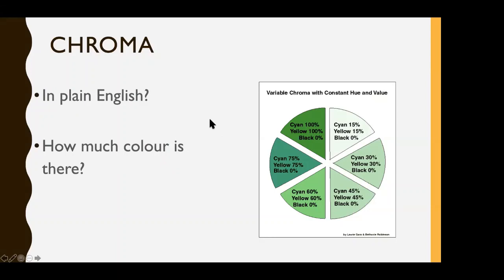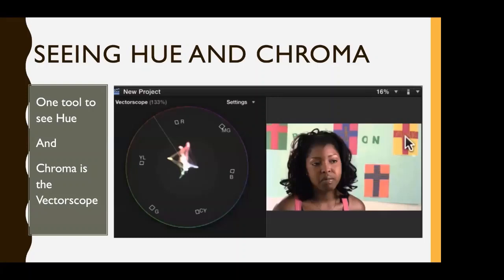How much color is there is the bottom line. Chroma is how much color is there. Okay, one way to see hue and chroma, which we talked about, is the vector scope. We'll talk about scopes a bit later on this term, but this is our introduction to that concept. And the vector scope here is based on Maxwell's triangle, which we'll also talk about briefly.